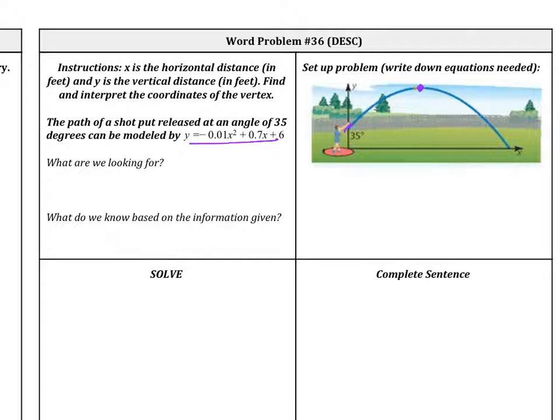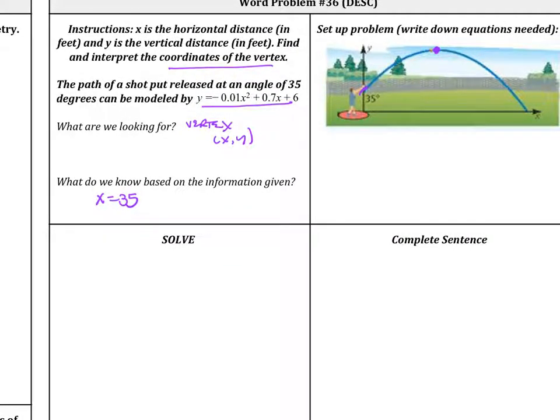So we're trying to find the vertex, and we need to interpret the coordinates of that vertex, our x and our y value. So what do we know based on the information given? Well, we know that x is 35, okay? So we're just going to solve for our vertex by using that x equals 35. So let's plug it in. F of 35 gives negative 0.01 times 35 squared plus 0.7 times 35 plus 6. And if you plug this all in, you're going to have to use a calculator for this problem.